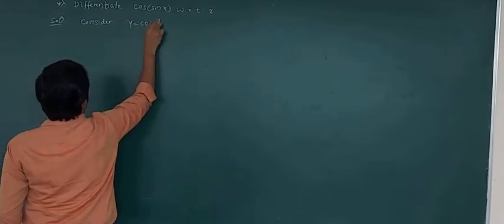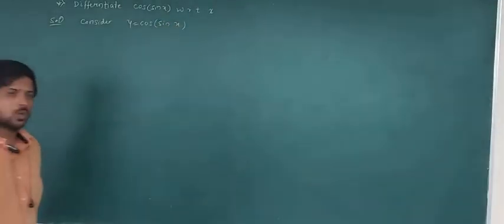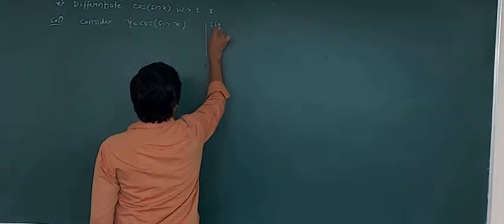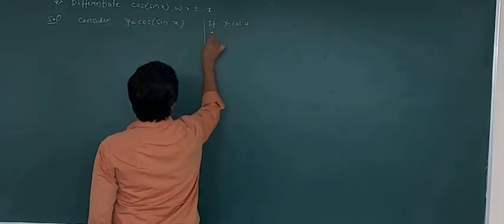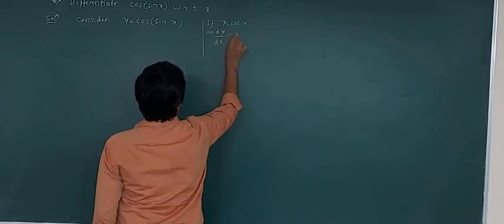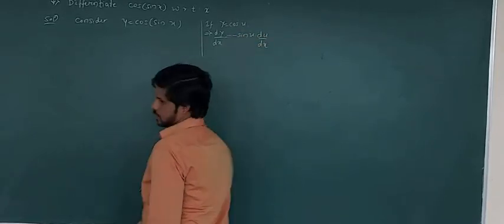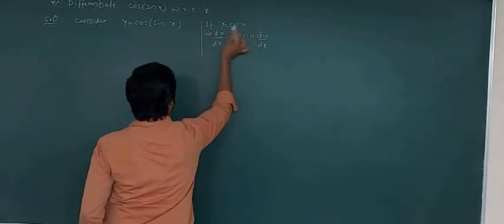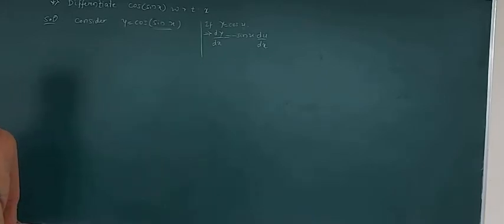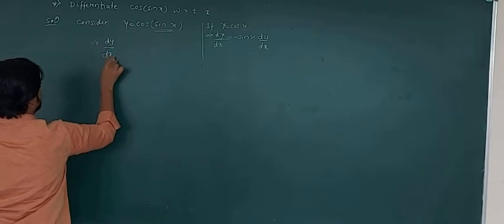y equal to cos of sin x, and we know that if y equal to cos u, then differentiation of this function is dy by dx is equal to minus sin u into du by dx. So comparing these two, in place of u we have sin x. So after differentiating, we get dy by dx here with respect to x.